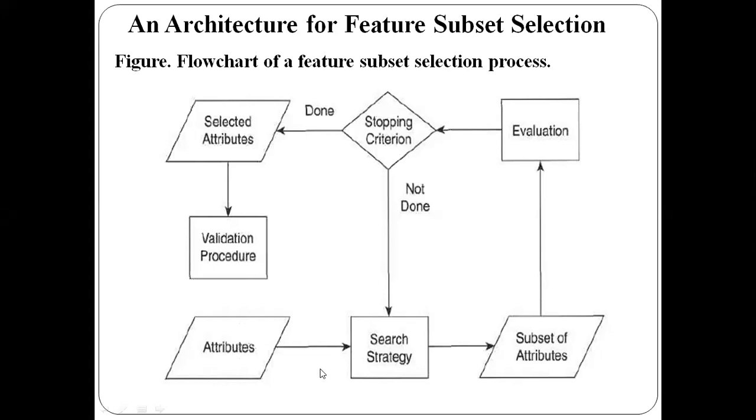So the search strategy will select the best subset of features and give you the output as a subset of features. Okay, so next, once you get the subset of attributes or features, you need to evaluate them. You need to measure those subsets. You need some measure here. What is the metric I can use to say that these subsets of features are good?